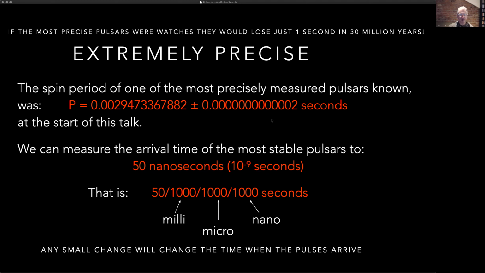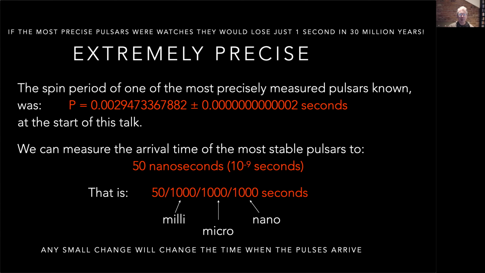And so what we can see here is that we have an extremely precise measure of the period. We can also measure the arrival time of the pulses, so the ticks of the clock, of the most stable pulsars to 50 nanoseconds. Okay, so just to remind you, that's 50 billionths of a second. And so any small change in the environment of the pulsar will change the time when the pulses arrive here on Earth.